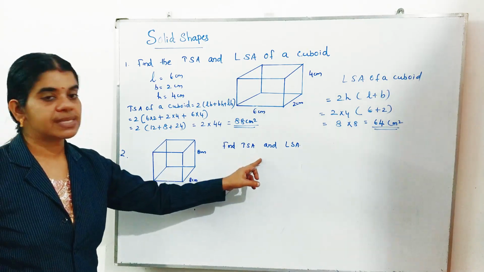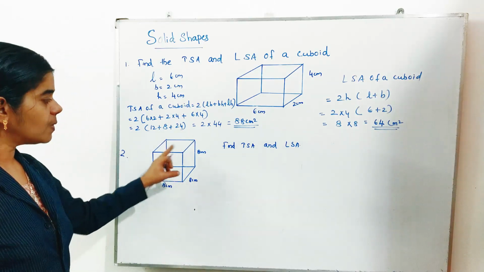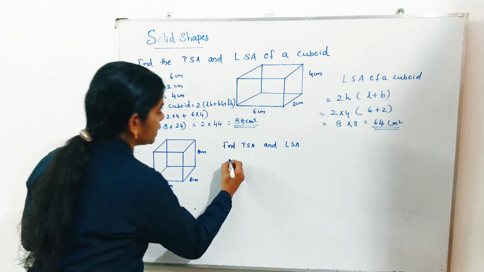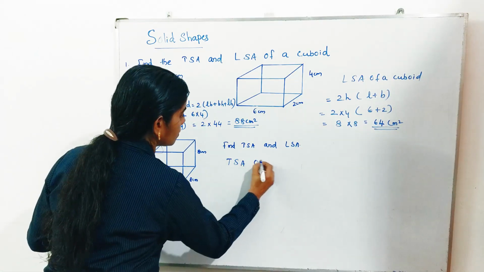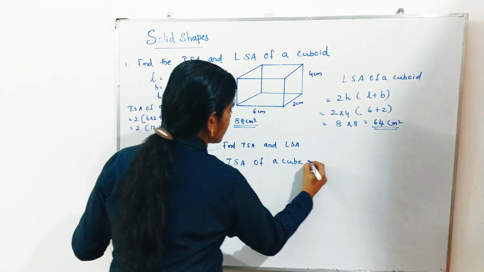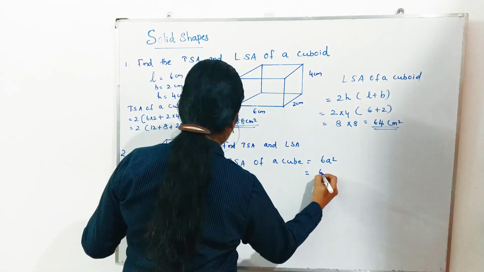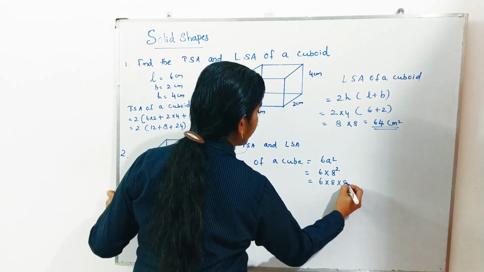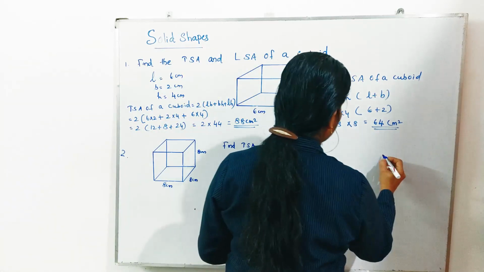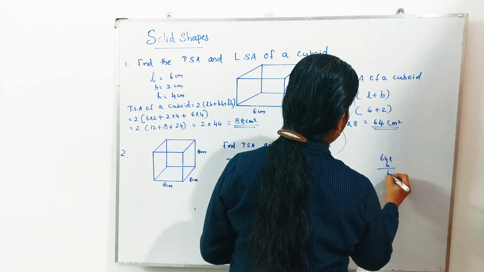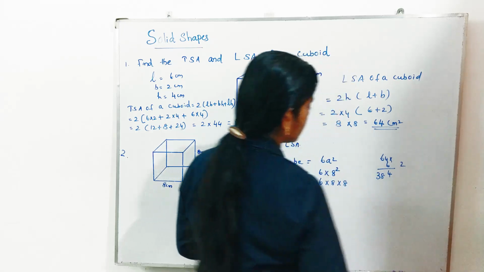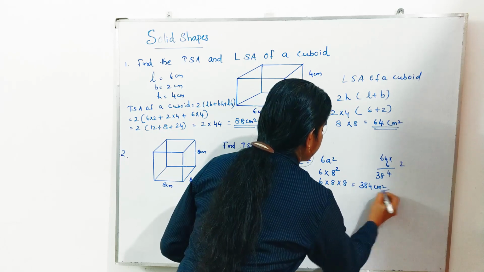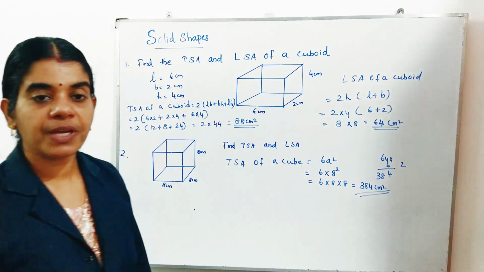Next one, find the total surface area and lateral surface area. All the sides are equal, so you know that it will be a cube. Then TSA of a cube is equal to 6a square, that is 6 into 8 square, that is 6 into 8 into 8. 8 into 8, 64. 64 into 6, 384 centimeters square will be the total surface area of a cube.